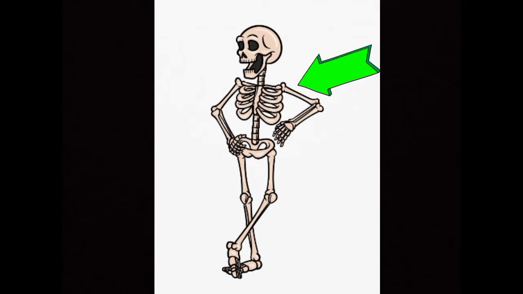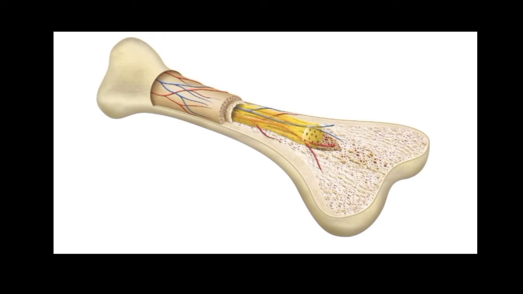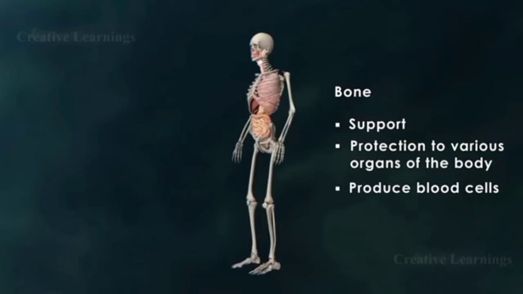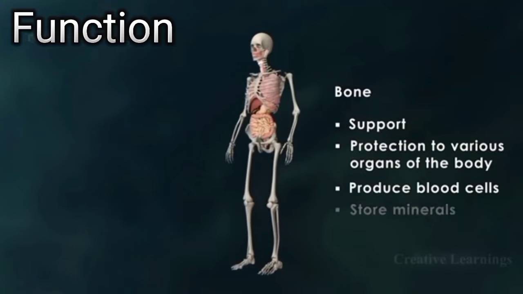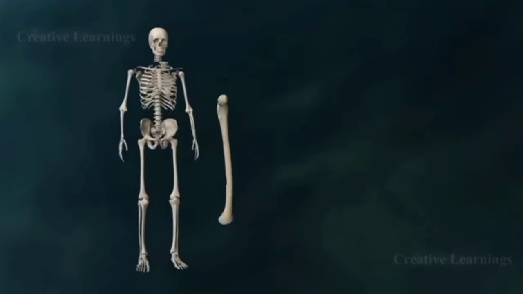First of all, we will discuss bones. So what is a bone? A bone is a hard structure that is considered an organ in the human body because a bone is composed of various tissues, including bone tissue, cartilage, fibrous tissues, and nerve tissues. Functionally, bones support and protect the various organs of the body, produce blood cells and store minerals.